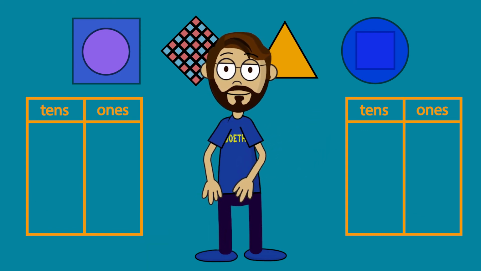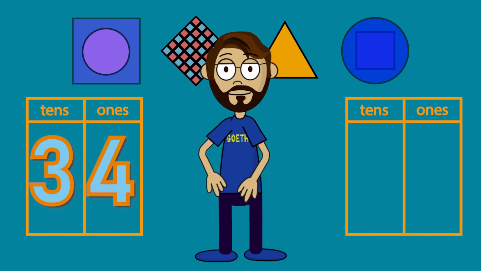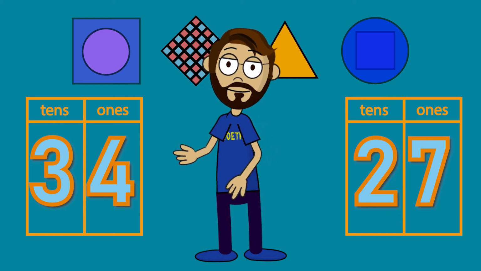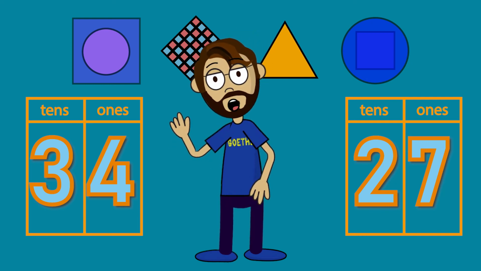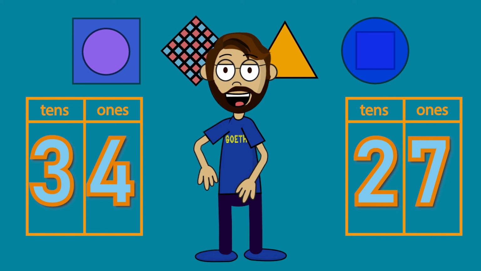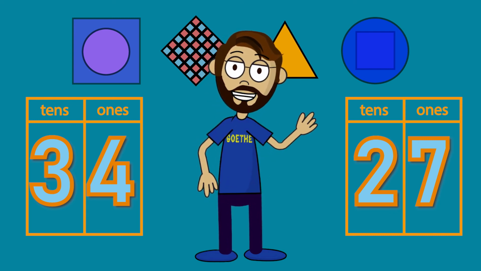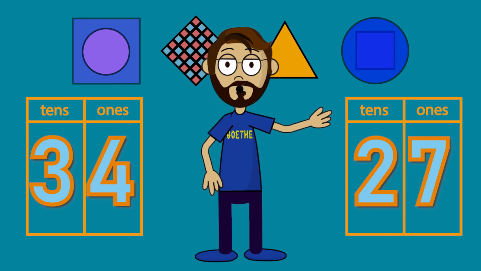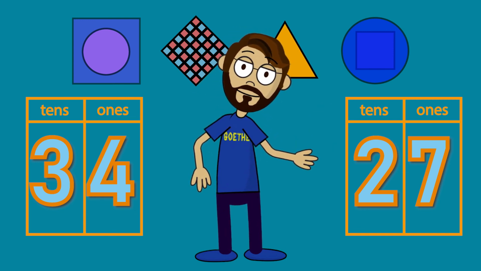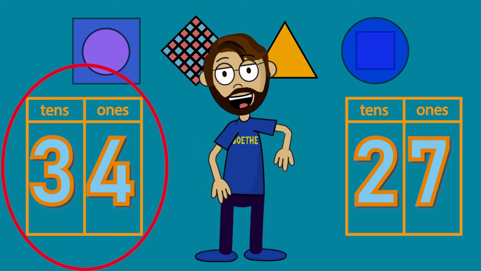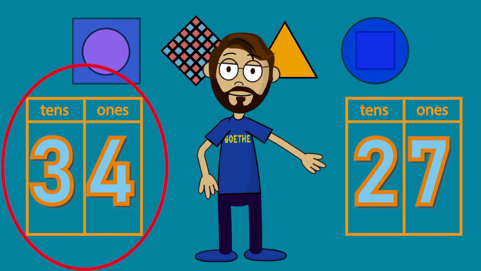Let's look at another one. 34 and 27. 7 is bigger than 4, but those are in the ones column. So let's look at the tens. 34 has 3 tens. 27 has 2 tens. 3 is bigger than 2, so 34 is bigger than 27.